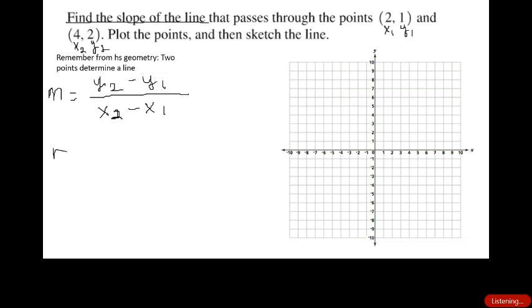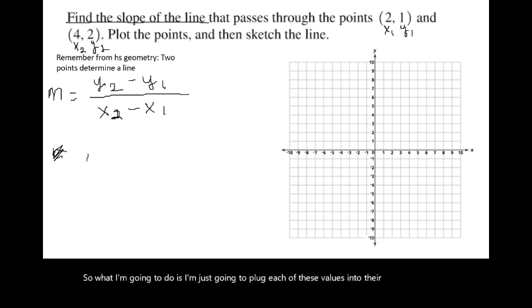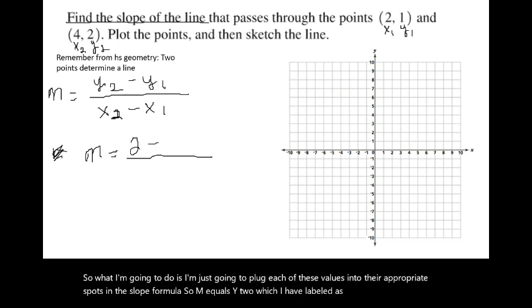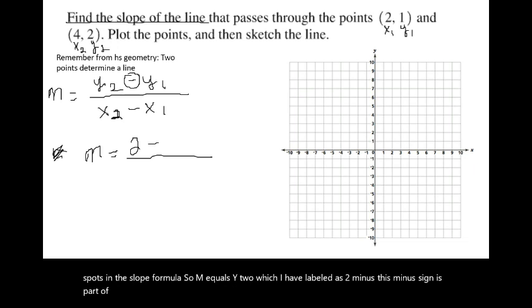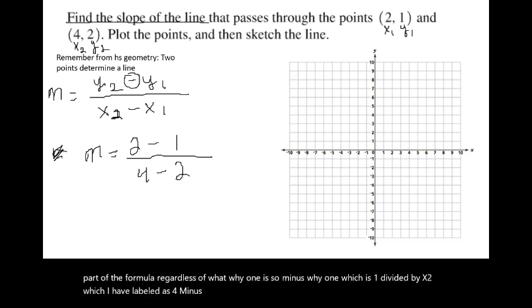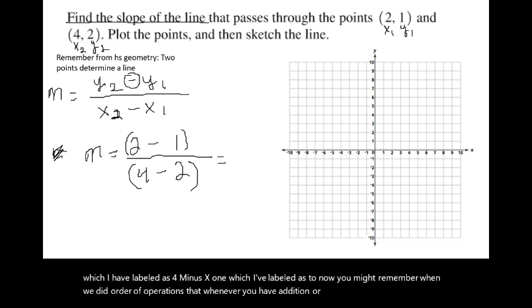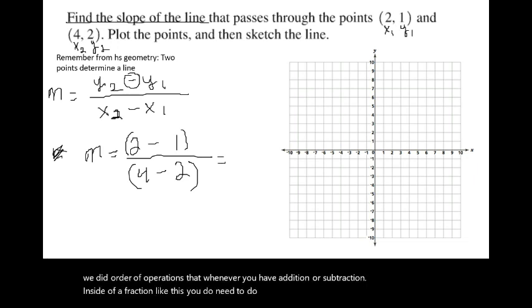So what I'm going to do is I'm just going to plug each of these values into their appropriate spots in the slope formula. So m equals y2, which I have labeled as 2. This minus sign is part of the formula regardless of what y1 is. So minus y1, which is 1, divided by x2, which I have labeled as 4, minus x1, which I have labeled as 2. Now you might remember when we did order of operations that whenever you have addition or subtraction inside of a fraction like this, you do need to do the subtraction first before the division.